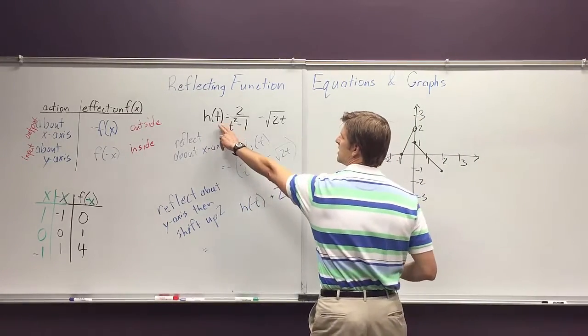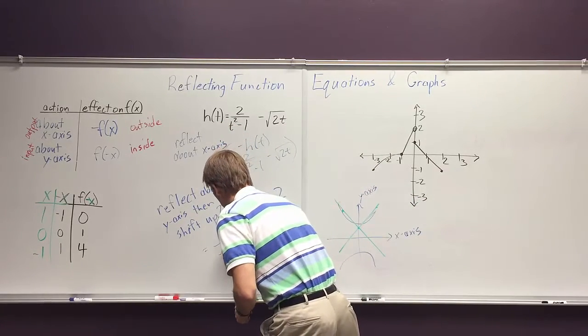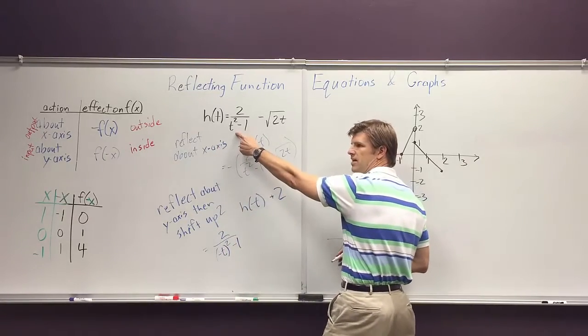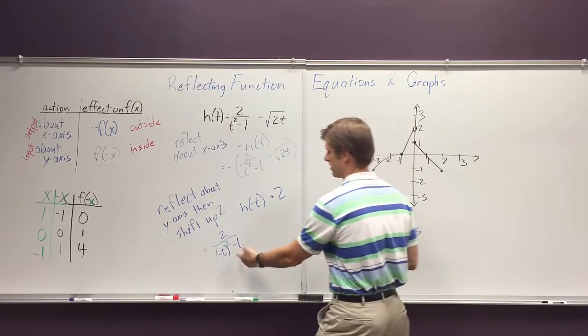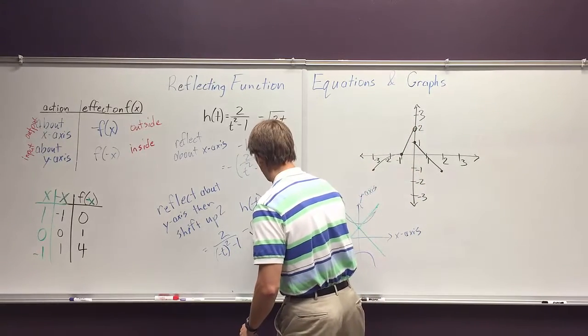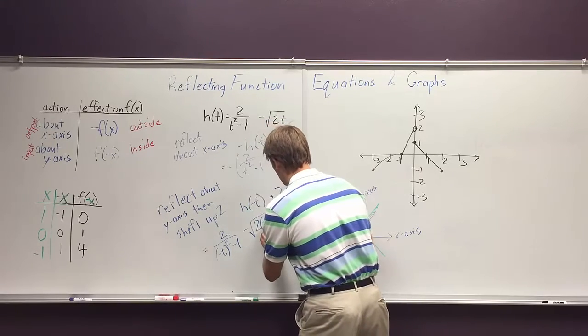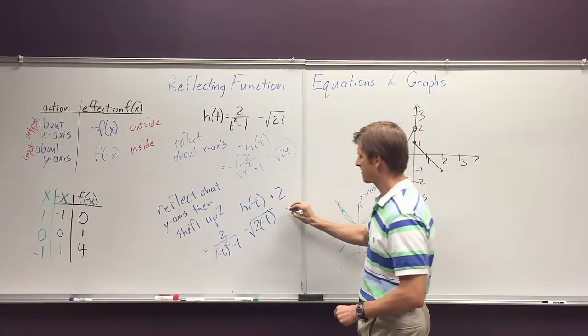A negative t as the input is going to be 2 over, you can write negative t squared minus 1, or since negative t times negative t is just t squared, nothing changed there, minus the square root of 2 times negative t. Then after all of that, I have to add 2.